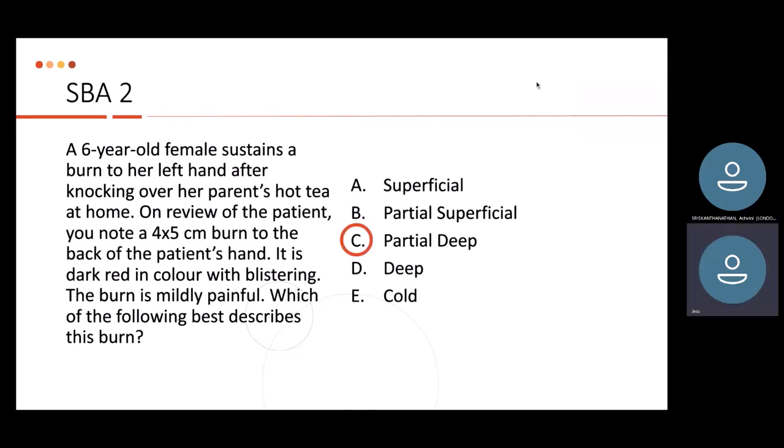So this is a partial deep. So the key features that you need to be aware of here are the dark red colour. In fact, it's blistering and it's painful.